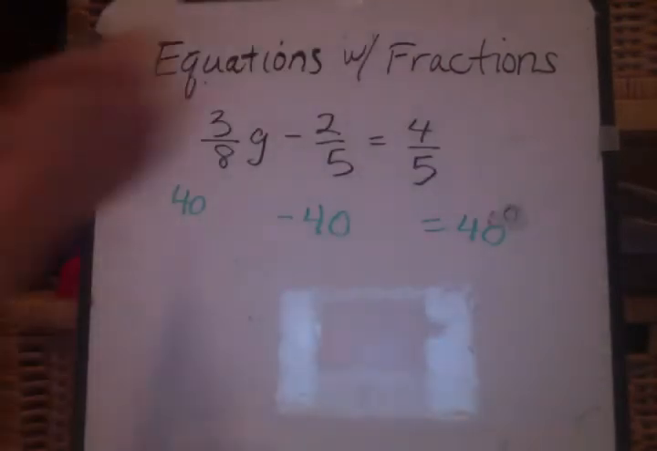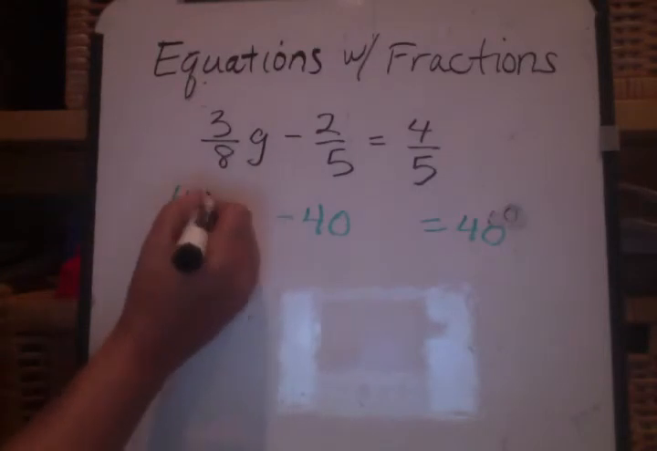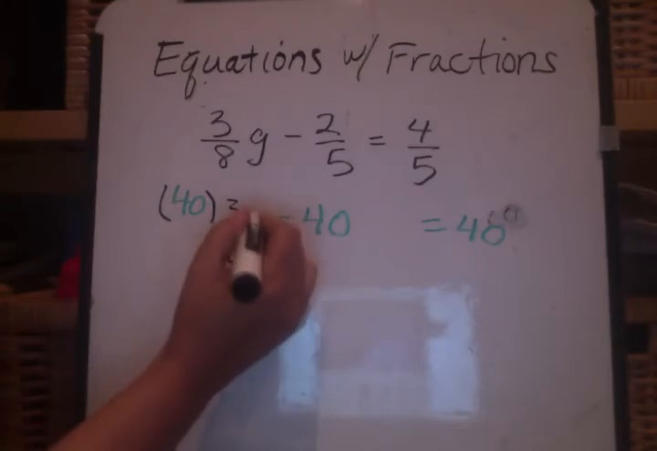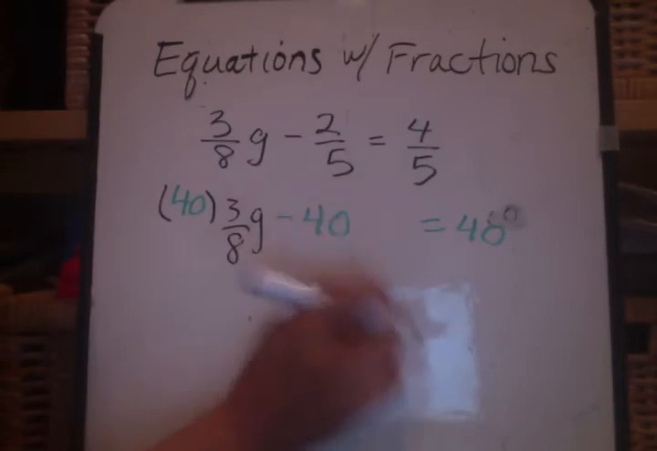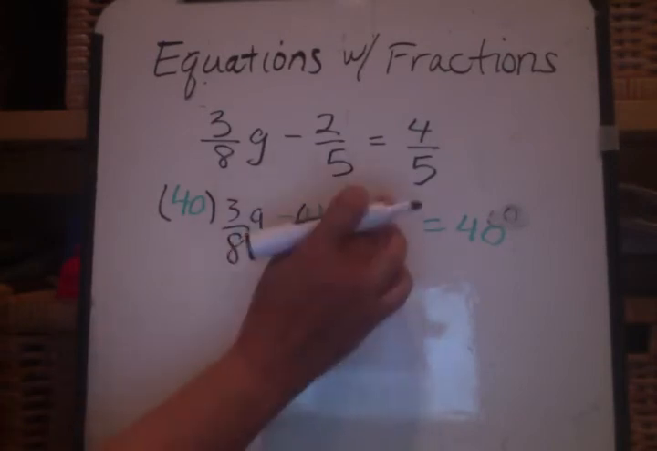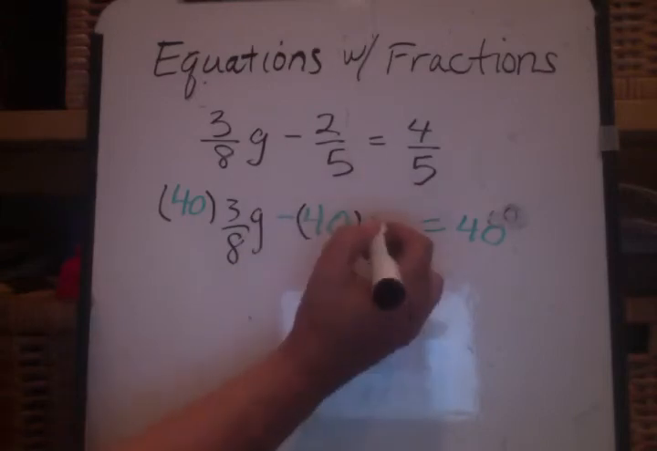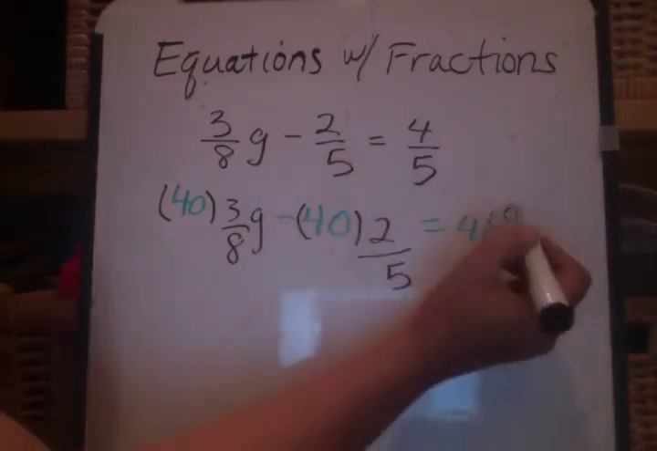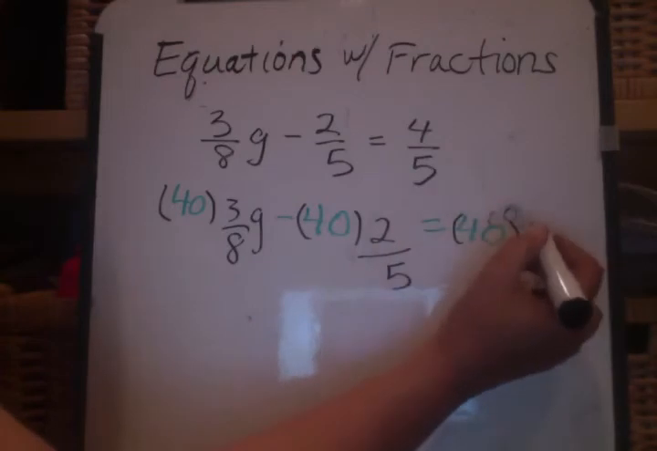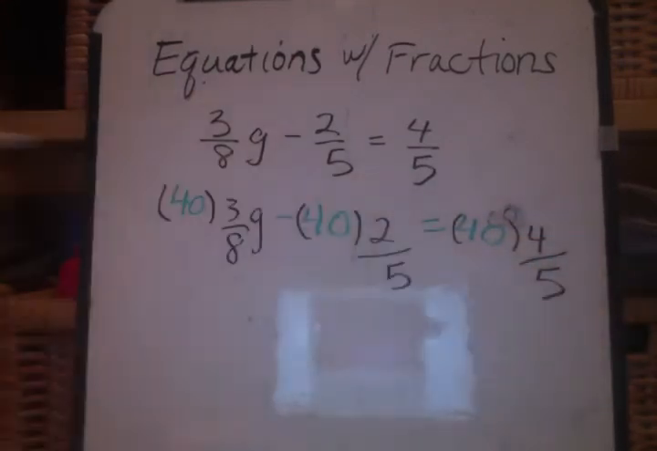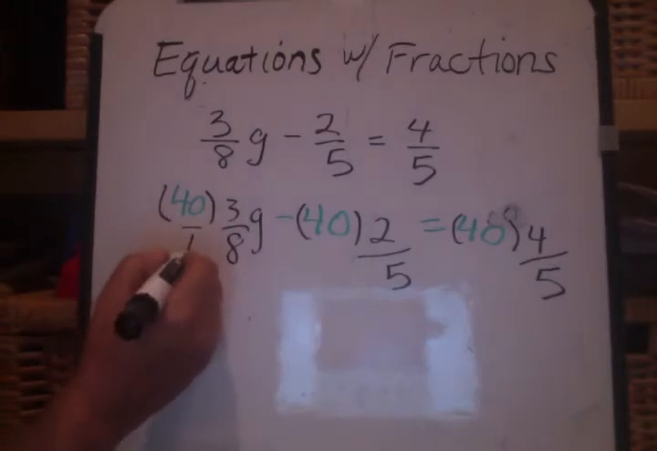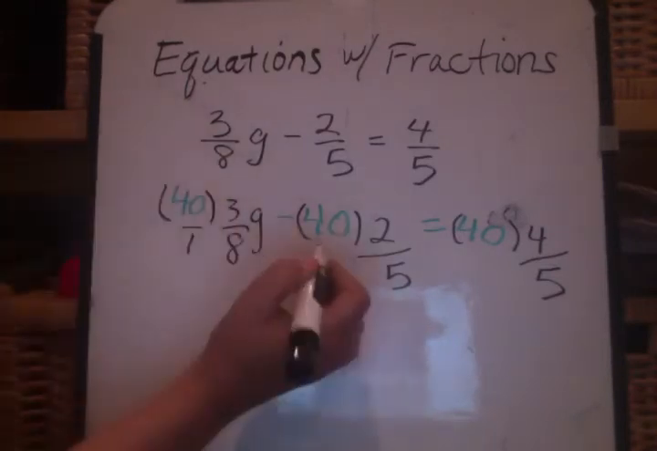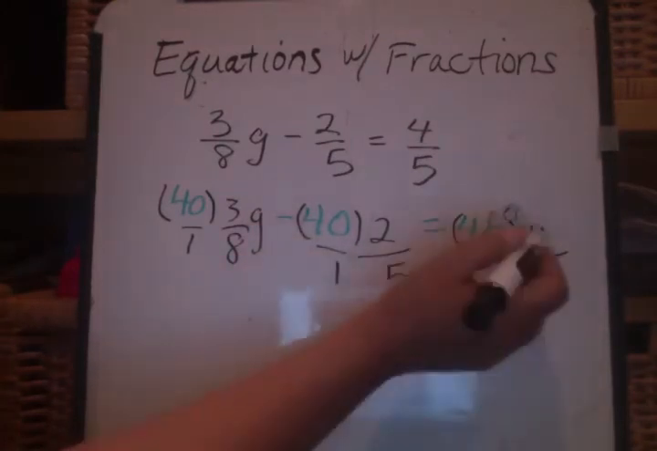Okay, and I'm going to bring down 3/8 g, minus 40 times 2/5. And then 40 times 4/5. Okay, now you're probably looking at this and going, how is this going to help? But let's see how we resolve this. So this is really 40 over 1. I'm going to be multiplying these two across that way. Same with all these, it's 40 over 1. I'm multiplying just two fractions.